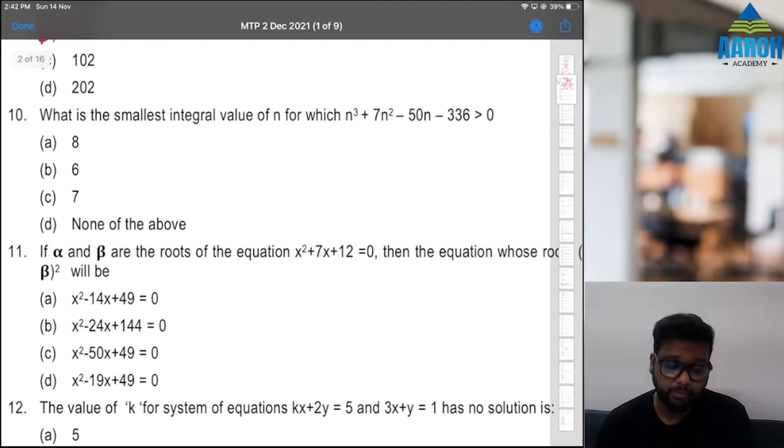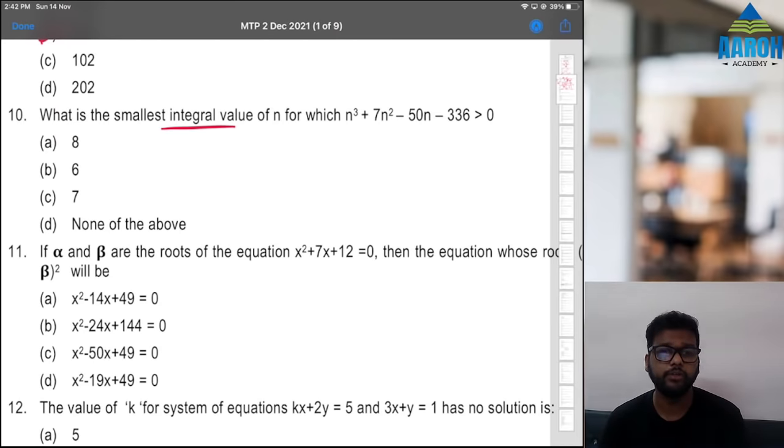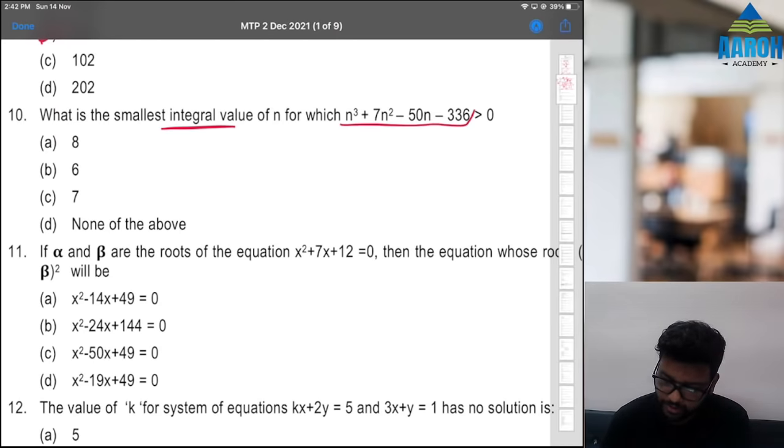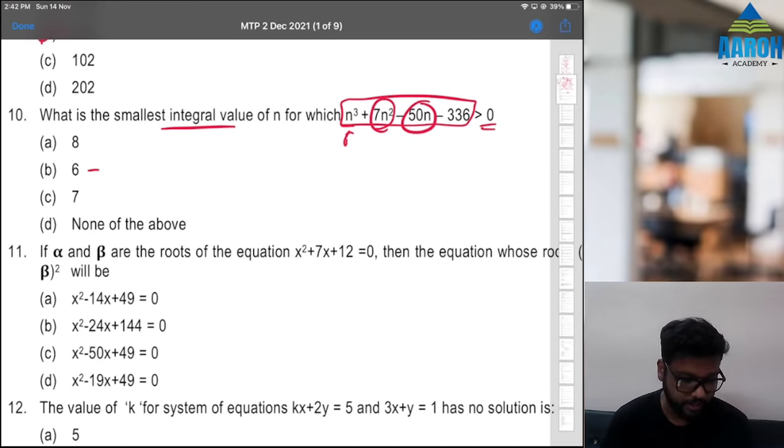Okay. 10th is a time pass question because we can go by options. What is the smallest integral value, that is integer value of n, for which this will be greater than 0? Just go by options. Smallest integer they are asking. Let's try 6. So 6 cube, 6 into 6 cube, m plus. Then 7 into 6 square, that is 7 into 36, m plus. 50 into 6, m minus. 336, m minus. If you press MRC, you get minus 168.